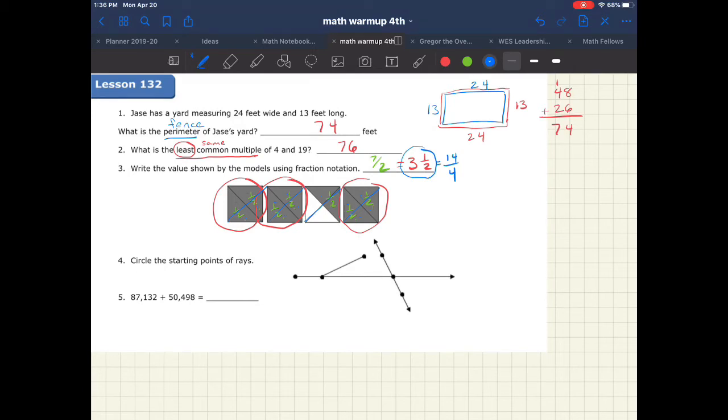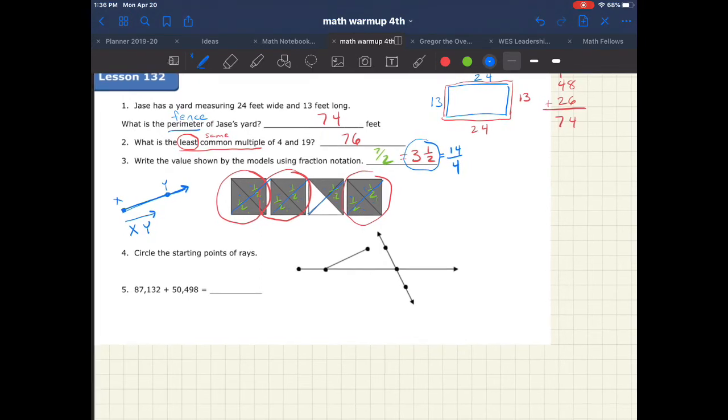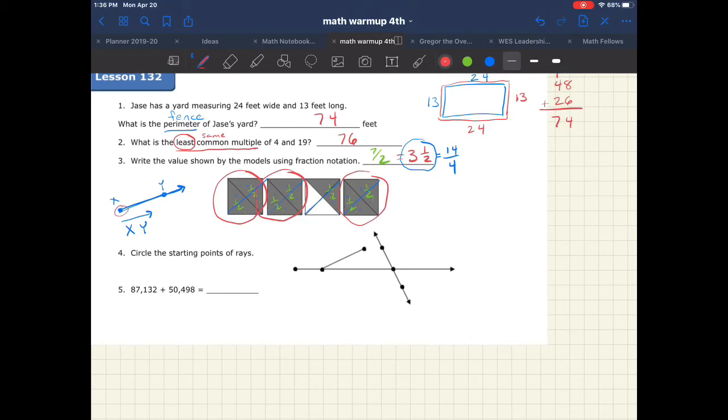Number 4, the starting points of the rays. So if you will recall from our geometry lesson, a ray starts at a point, but it doesn't end, it keeps going. So it has an endpoint at one end, and then it doesn't end the other way. So it starts and then it keeps going. So if we label this X, Y, my ray would be XY. And my starting point there would be right there. That's where that ray starts.